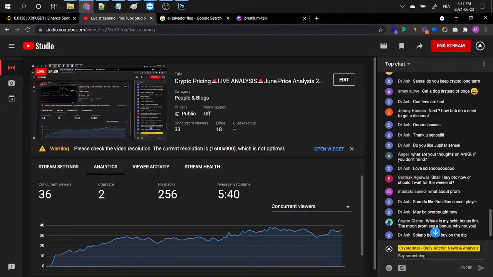Amy's saying get a dog instead of Doge. Yeah, for sure. That's a good idea. Although a Doge is a dog. Or is it? Okay, let's see. Gas fees are bad. Yes, they are. That's why I'm not with ETH and ETC.